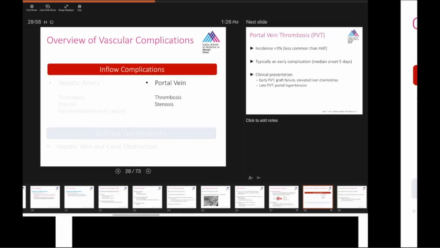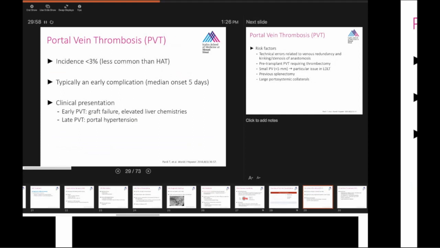All right, next, portal vein, very quickly. Portal vein thrombosis is a lot less common than HAT. It's typically an early complication. Median onset is 5 days. There are two kinds of presentations. The first is early PVT, which usually presents with graft failure or elevated liver chemistries. And if it develops later, then you develop portal hypertension because of it.